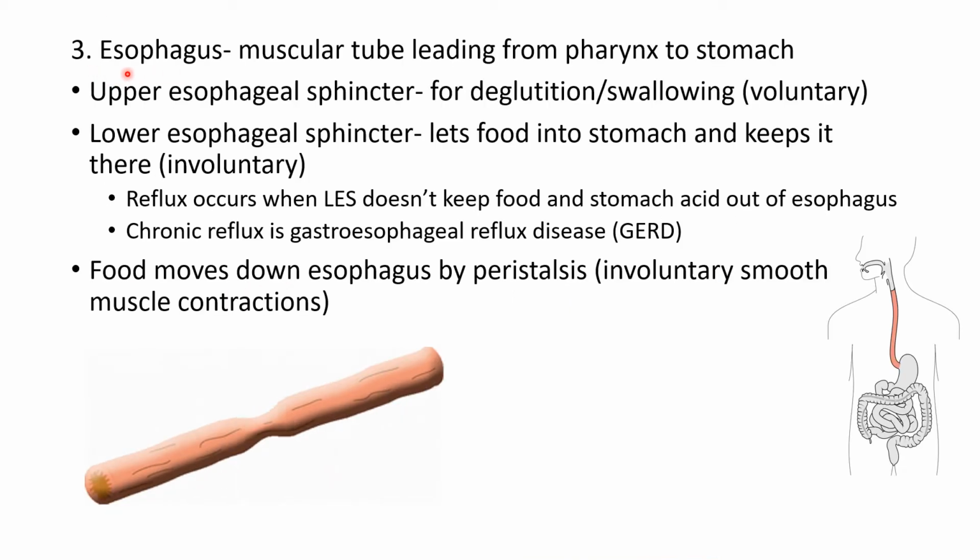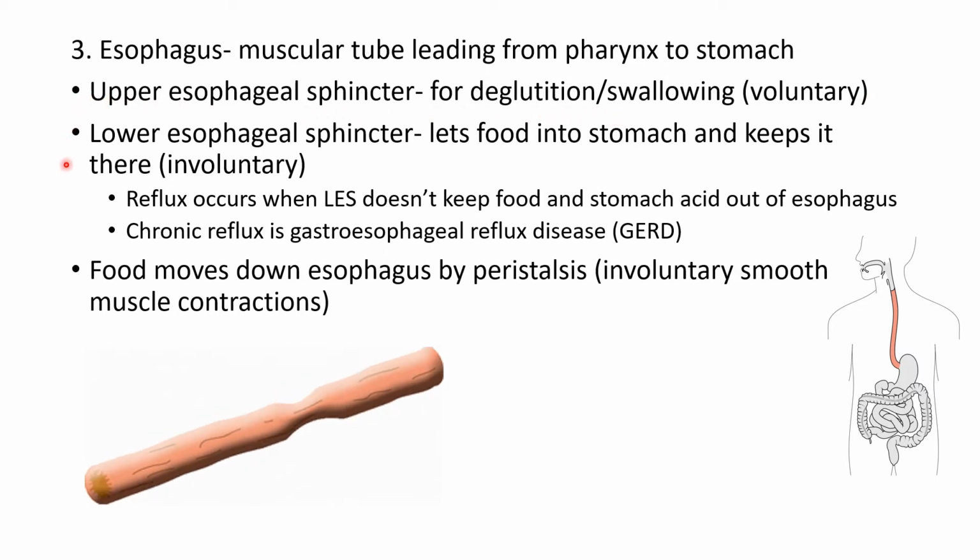Next, the food moves into the rest of the esophagus. This is basically just a tube that's leading from the pharynx, just behind the mouth, to the stomach. There are sphincter muscles, which are circular muscles that can expand and contract to allow food to move through them. So the upper esophageal sphincter, this is at the top of your throat, and this is a sphincter that controls your deglutition or your swallowing. So this is a voluntary sphincter. You have voluntary control over this. You can cause yourself to swallow on purpose.